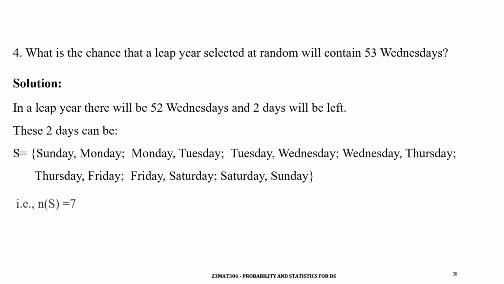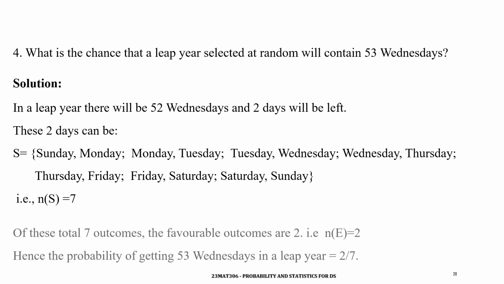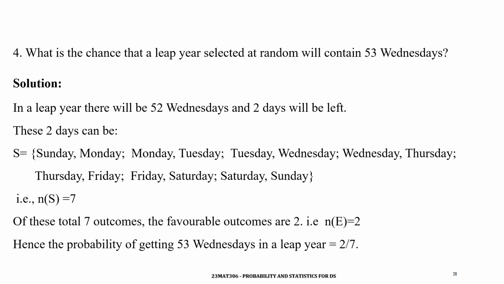Already we have 52 and there are 7 days in a week. So out of these total 7 outcomes, the favorable outcomes are 2. So that is 2 options, either Tuesday-Wednesday or Wednesday-Thursday. So 2 outcomes are there. Hence the probability of getting 53 Wednesdays in a leap year is 2 by 7.